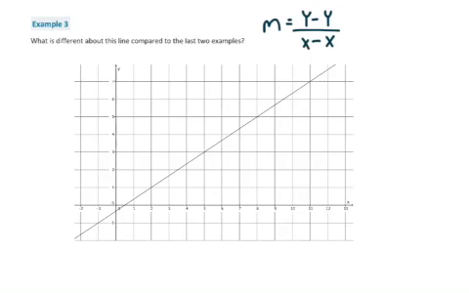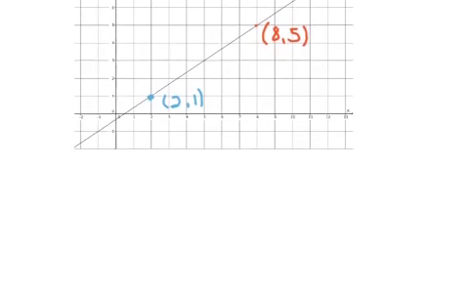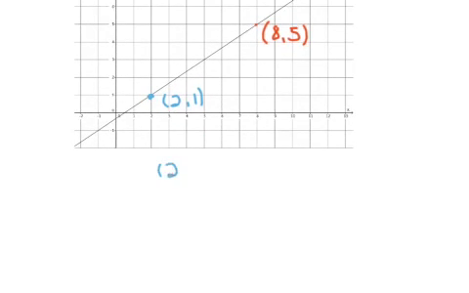So remember, it does not matter which ordered pairs you choose. I might choose this ordered pair, which is 2, 1, and I might choose this ordered pair, which is 8, 5. Remember, it does not matter which ordered pairs you choose. So if I do that, if I write them out, I'm just going to move this up a bit, I would have 2, 1 and 8, 5.